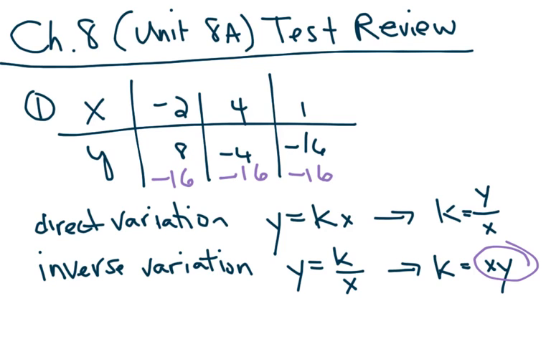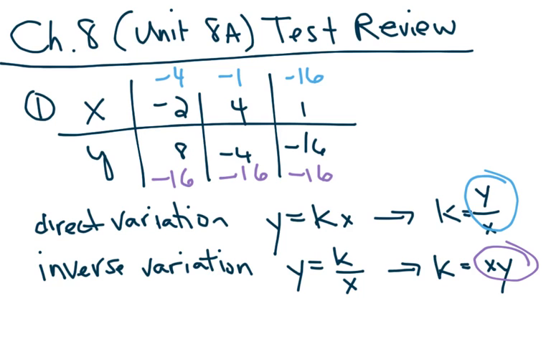If I did y over x, 8 divided by negative 2 is negative 4. Negative 4 divided by 4 is negative 1, and negative 16 divided by 1 is negative 16. You'll see they're not the same, which is why it's not direct variation.